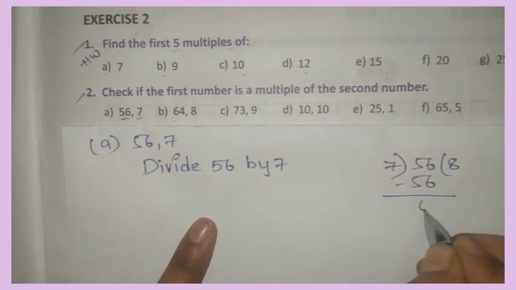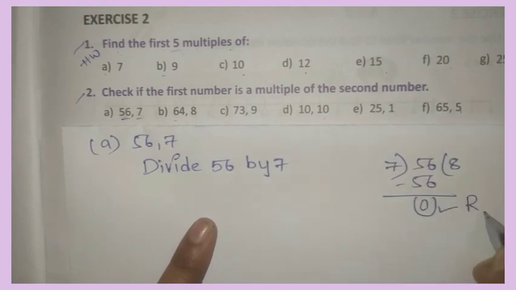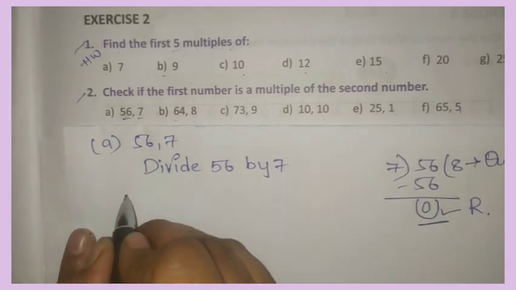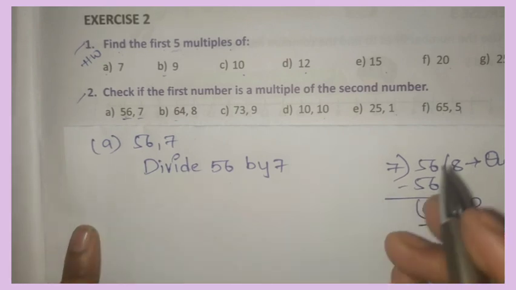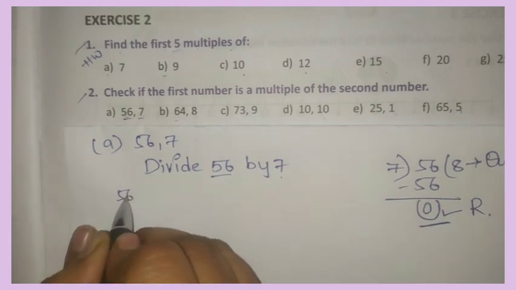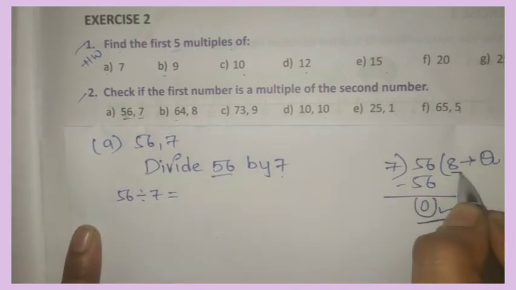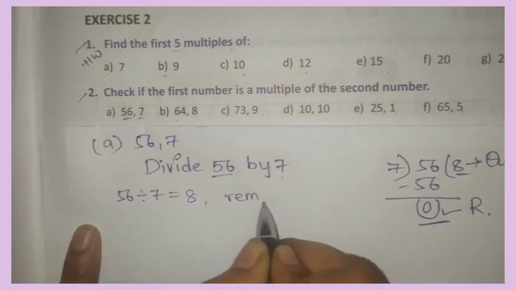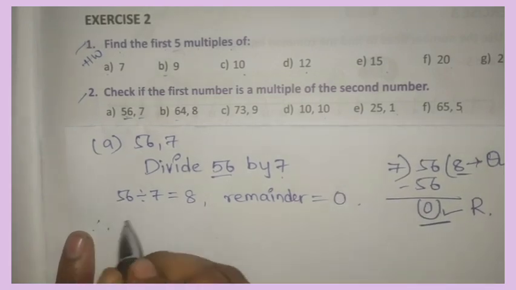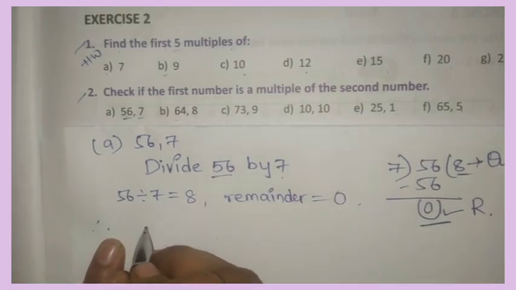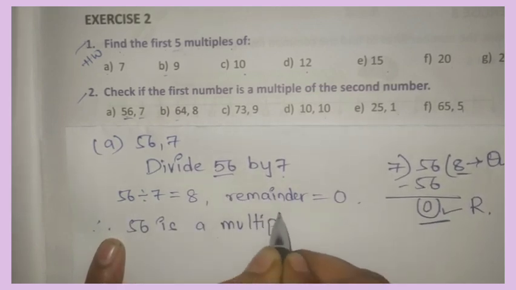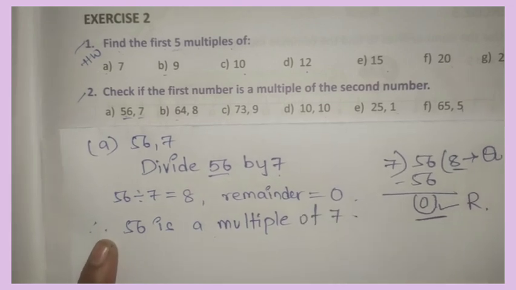56 minus 56 is 0. This is the remainder and this is the quotient. If you get remainder 0, then this 56 is a multiple of 7. We'll write like this: 56 divided by 7 is equal to, what answer did we get? 8. And what remainder did we get? Remainder is 0. So 56 is a multiple of 7. This is the first answer.